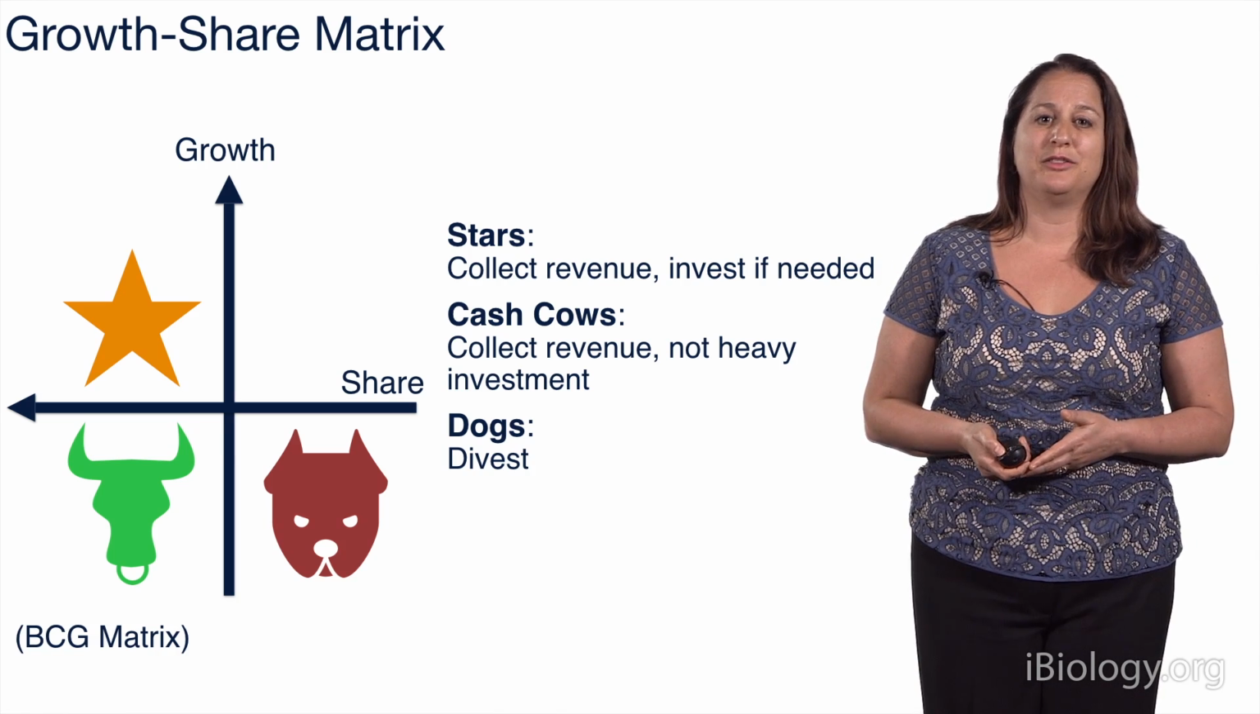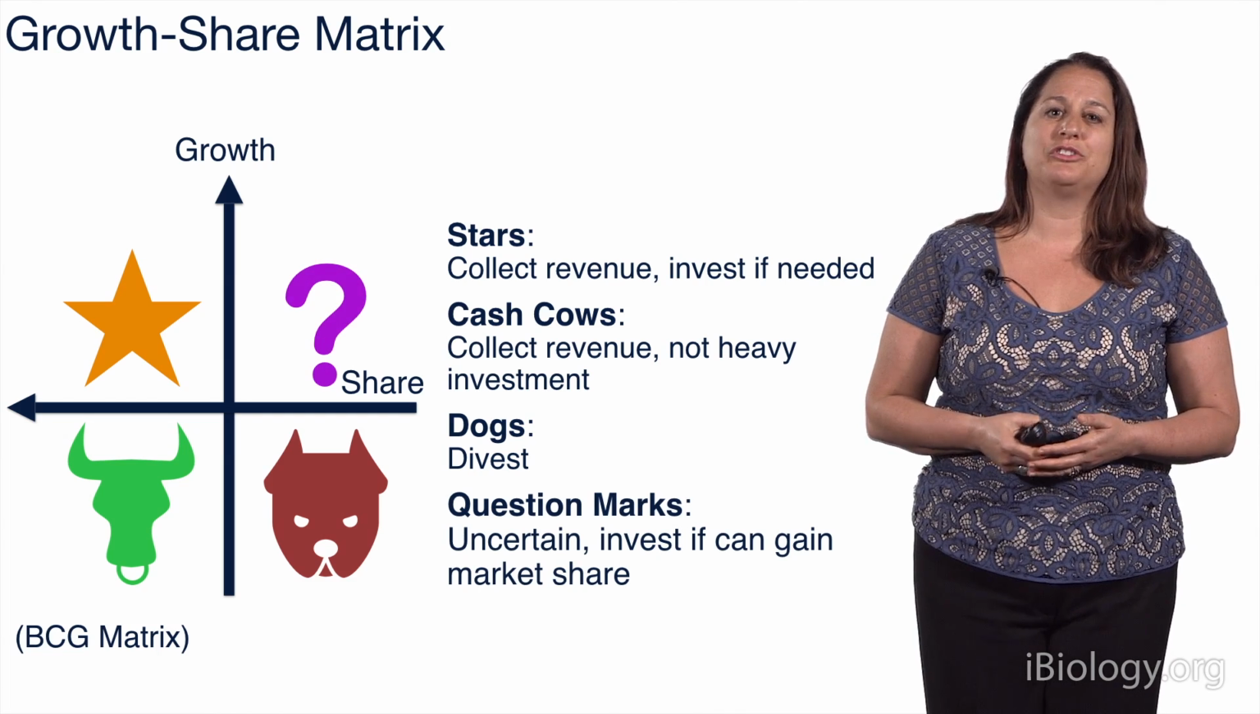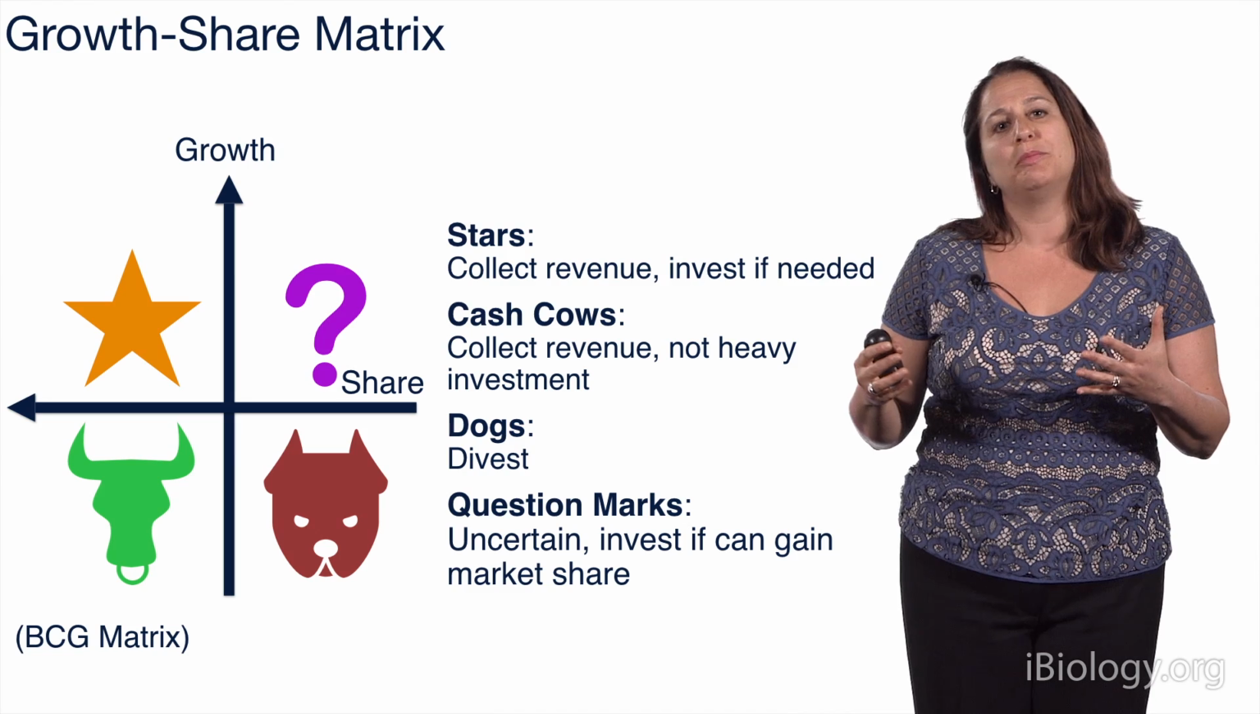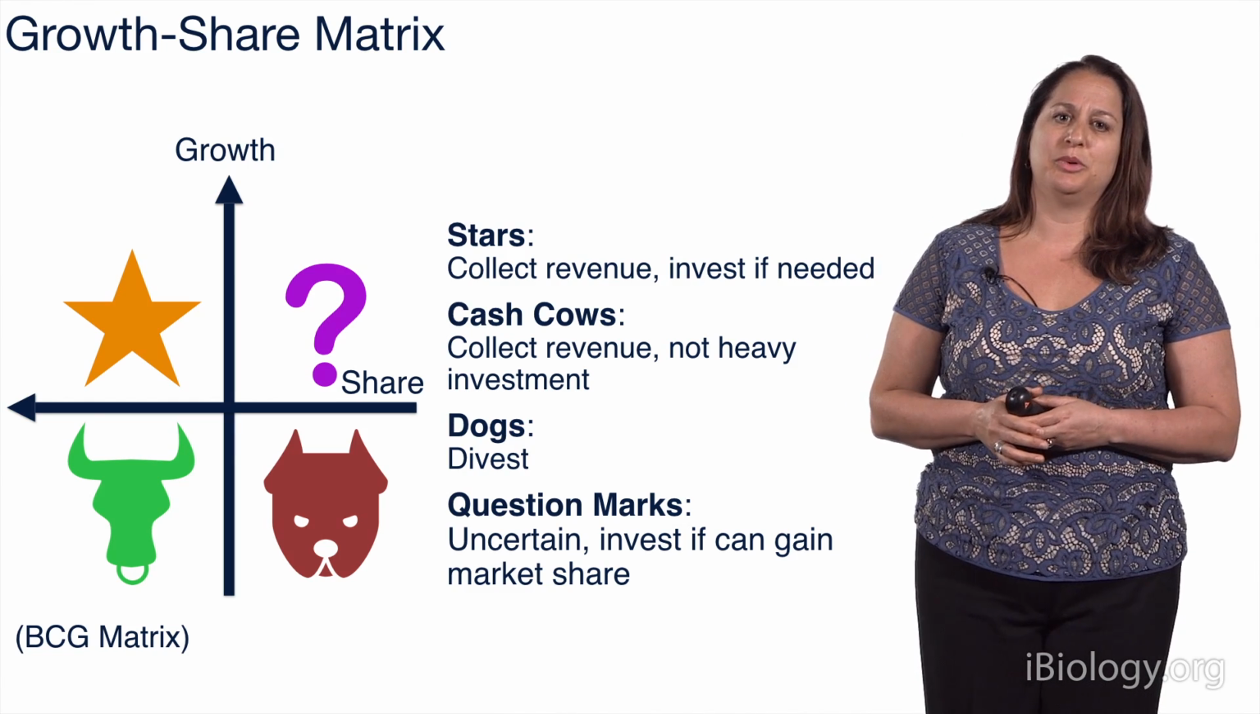And so typically that's why you see dogs are divested rather than killed, because that program still has value for some company out there. And finally, we have the upper right quadrant. This is a quadrant where your share is low, but you're in a growing market, and you have to think a little bit more about the strategy for this program.